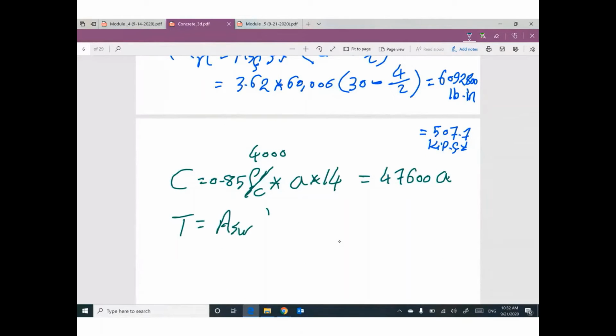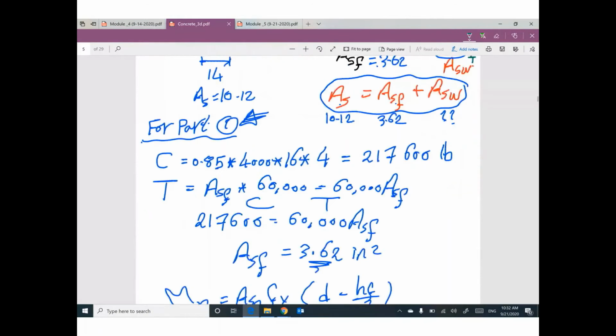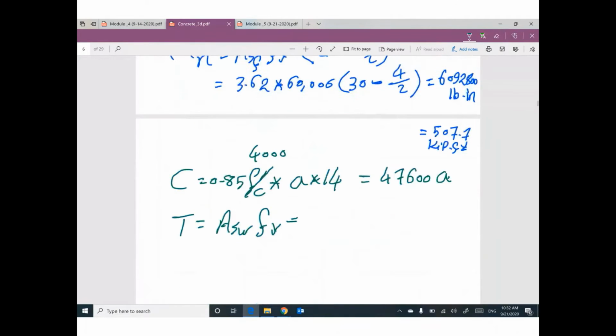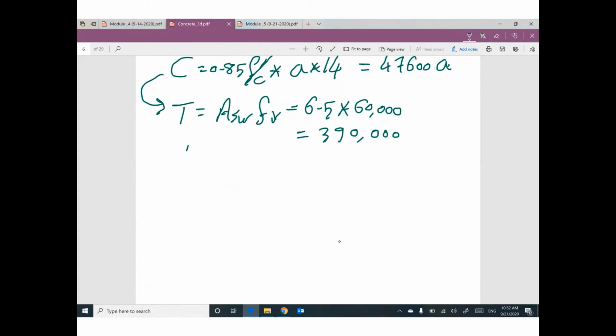We have tension here, capital T, which equals area steel web times f yield. The remaining area steel, how much? 6.5 times 60,000. So this number will be 390,000. C equal T. So 47,600 a equal 390,000. The only unknown is a. It's 8.2 inches.